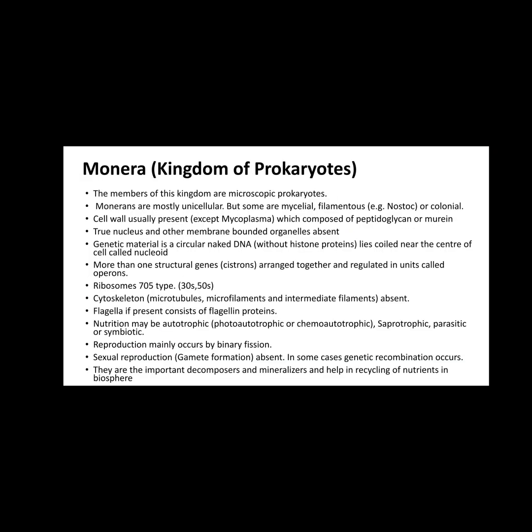Then the first kingdom, which is the kingdom of prokaryotes, Monera. It is the first kingdom of the five-kingdom classification. These are generally microscopic prokaryotes, that means we can't see them with our naked eyes. Moneras are mostly unicellular, but can be mycelial or filamentous, as in the case of Nostoc, or colonial. Cell wall is usually present except in Mycoplasma. The cell wall is composed of peptidoglycan or murein.